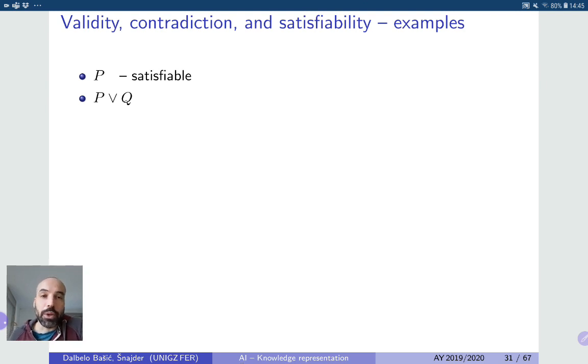What about P or Q? Well, there are two variables here, and therefore there are four interpretations, and we know how the semantics of the OR operator works. We know that there are going to be three models out of four interpretations, but not all four interpretations evaluate the formula to true. There are three of those which do, so the formula is satisfiable, right? Not always true, not always false.